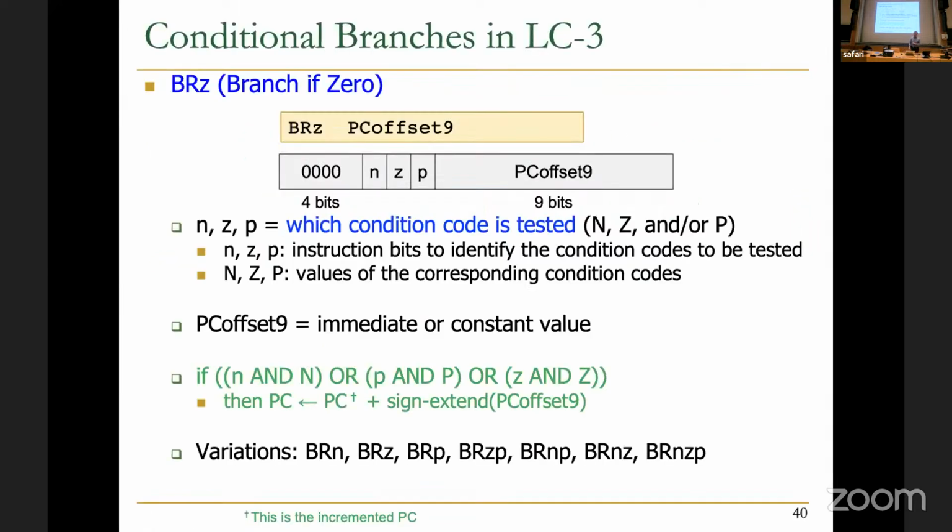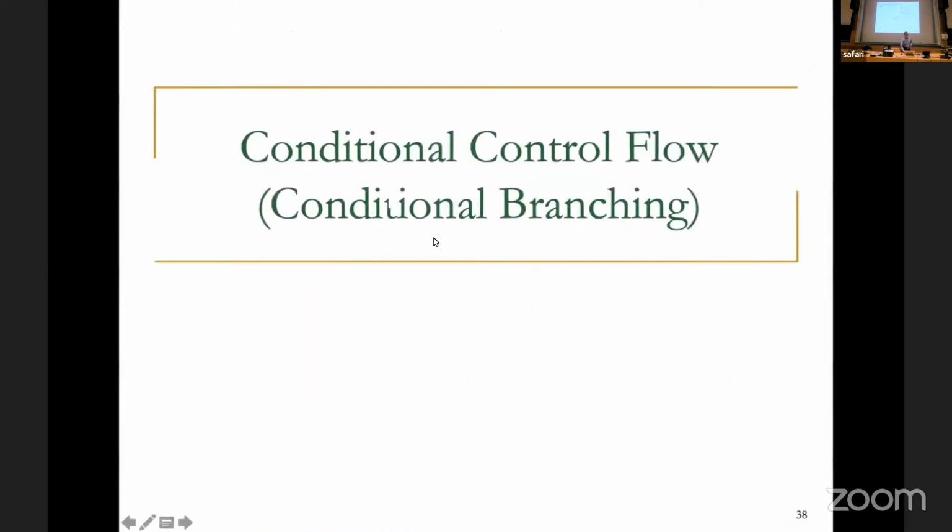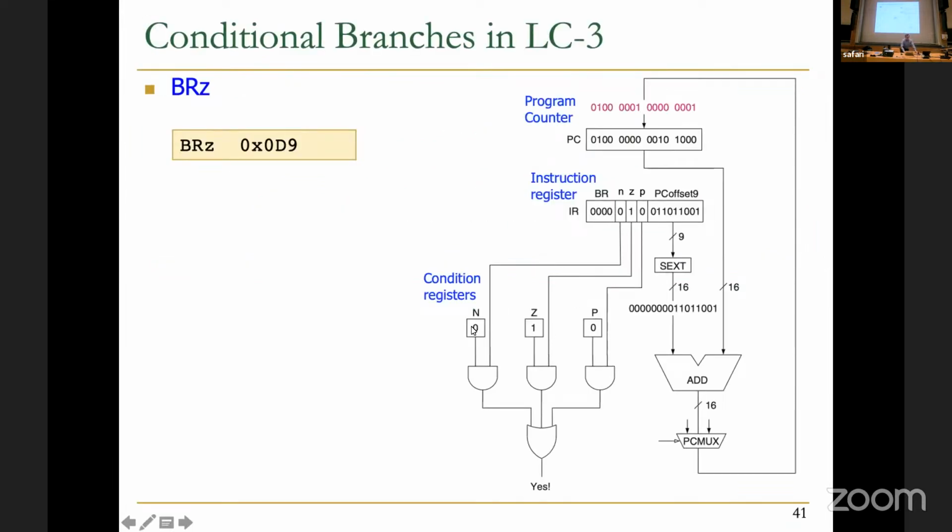Now you can see all the variations over here, right? Does this make sense? So basically, you do a logical calculation. So let's take a look at how BRZ is executed specifically. So as I said, now we have a condition code. They're also called condition registers in different ISAs, N, Z, P. These are part of the architectural state. Remember, I showed the architectural state earlier. There's a general purpose register file. These are also a part of the architectural state.